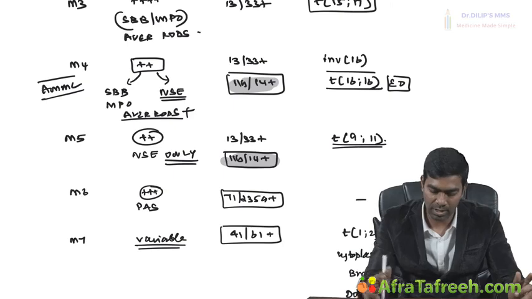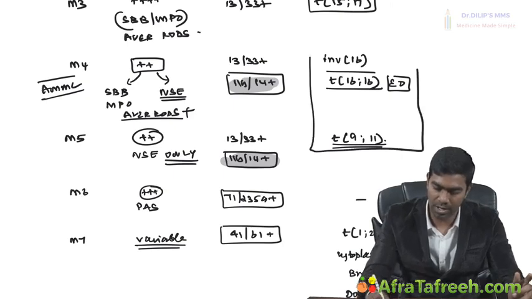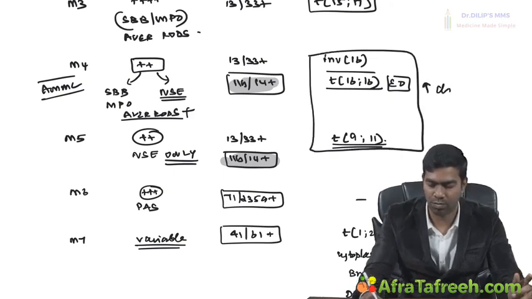Clear? So these are very important. At the same time, I didn't tell you this: M4 and M5 have a very high risk of chloromas and leukemia cutis.